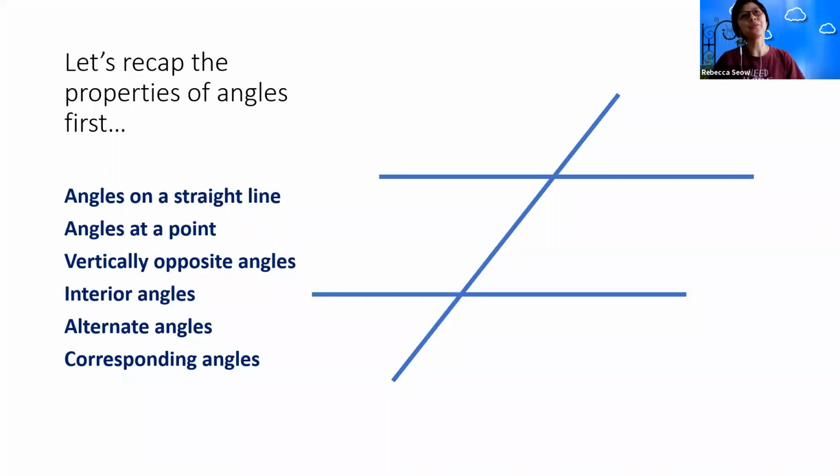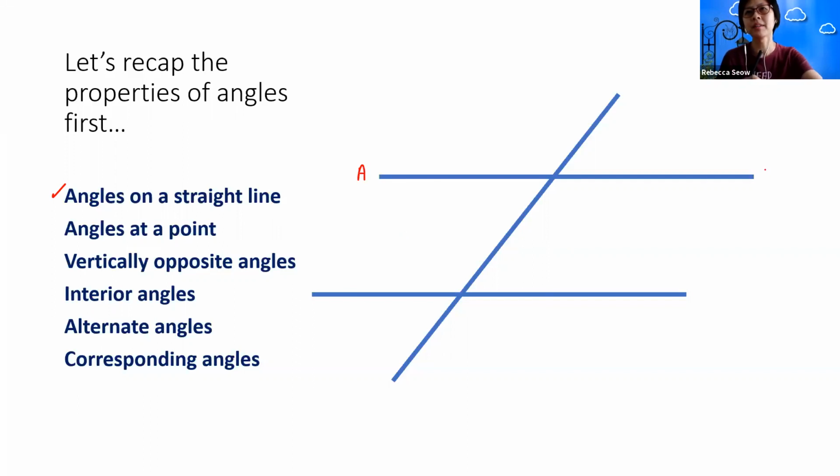Now, we'll do a recap of the properties of angles that you have learned in primary 3, 4, and some of which in primary 5. Now, the first property that we're going to recap is actually called angles on a straight line. So, if you were to look at the three lines on the right-hand side of the screen, okay, they are straight lines. So, I'm going to label them.